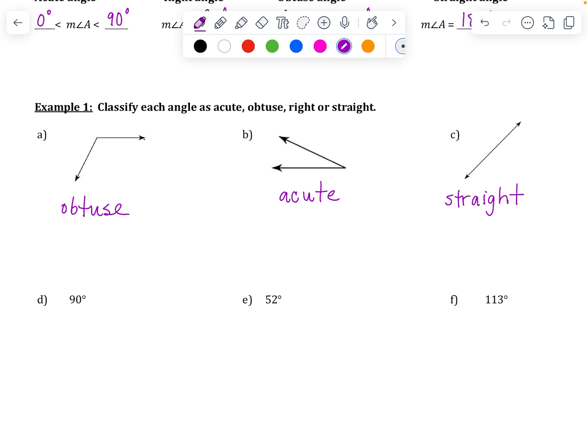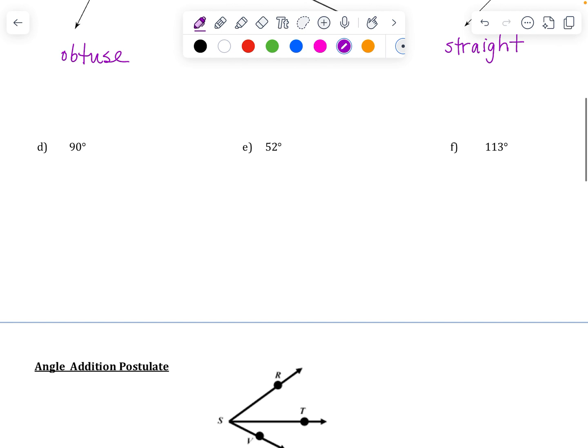Those first 3 pictures were pictures, whereas the next 3 examples are numbers. So even though we don't see the picture of the angle, it's saying, well, if the angle measurement was 90, what would you classify it as? You would classify it as a right angle.